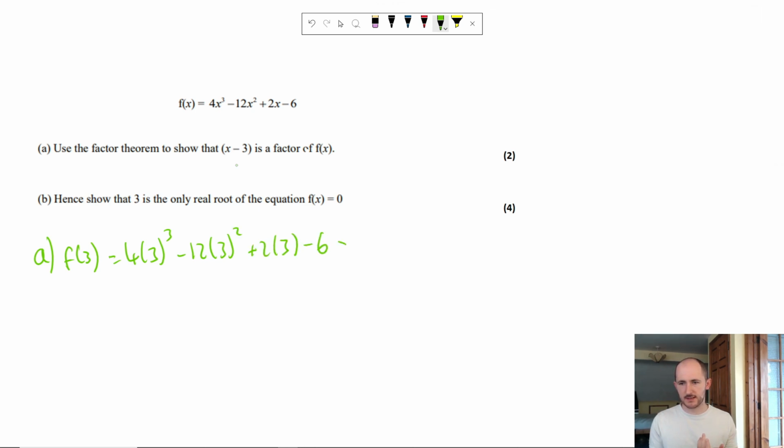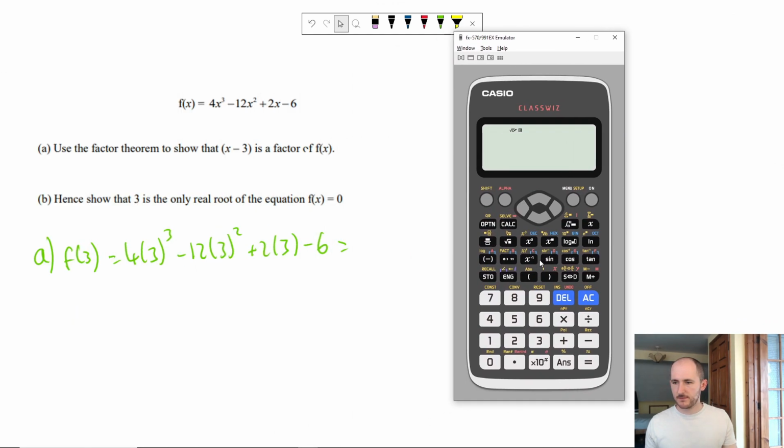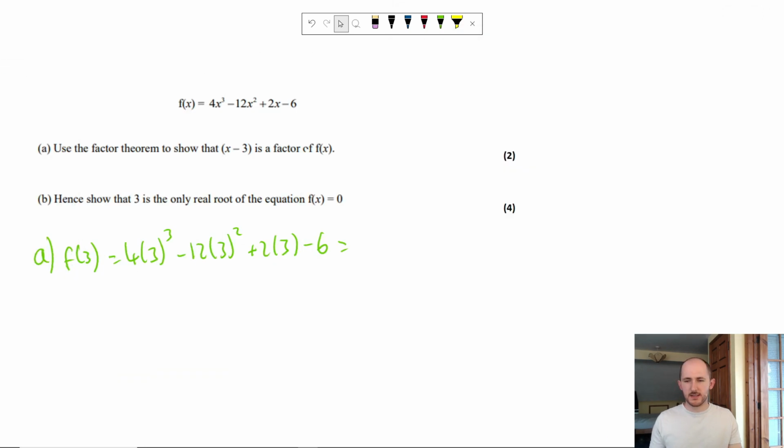And minus 6. And let's quickly do this. So 4 open bracket 3 cubed minus 12 times 3 squared plus 2 times 3 minus 6. Hey, got it right first time, well done. Equals 0, boom, 2 marks.